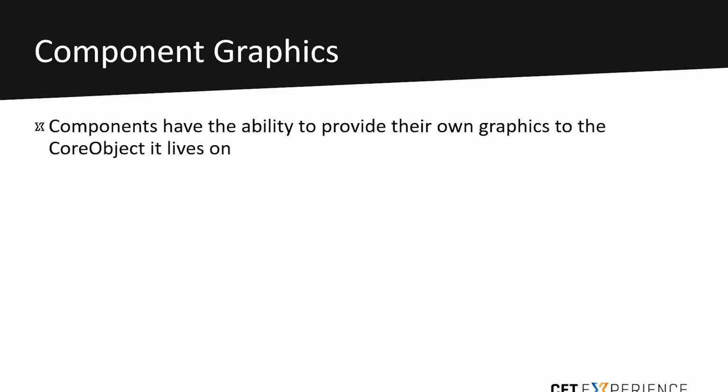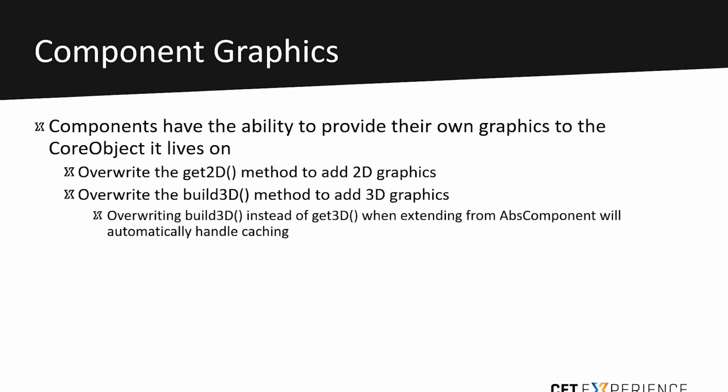So components have the ability, like I said before, to provide their own graphics to the core object it lives on. I added the components to the table snapper there, but you didn't actually see the graphics yet. The component will eventually have to add its own graphics. So to write graphics into a component, if you want to add 2D graphics, you just need to overwrite the get 2D method and then set your, I think it's a G instance. It's a G instance that passes through that method. So you'll just have to return a G instance that contains all your graph objects for your 2D.